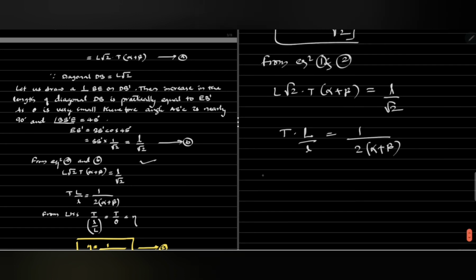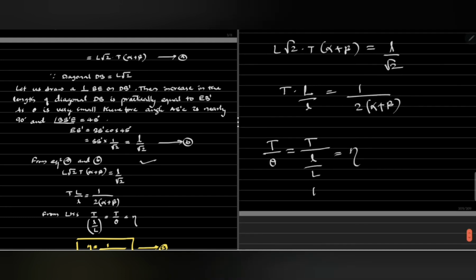So therefore, in the beginning I have written that tensile stress divided by theta equals, what is that? Theta is nothing but small l divided by capital L. So therefore this equation becomes eta. So now eta equals 1 by 2 into bracket alpha plus beta. So this is called equation 2. This expression is called the deformation of cube of rigidity of the modulus.